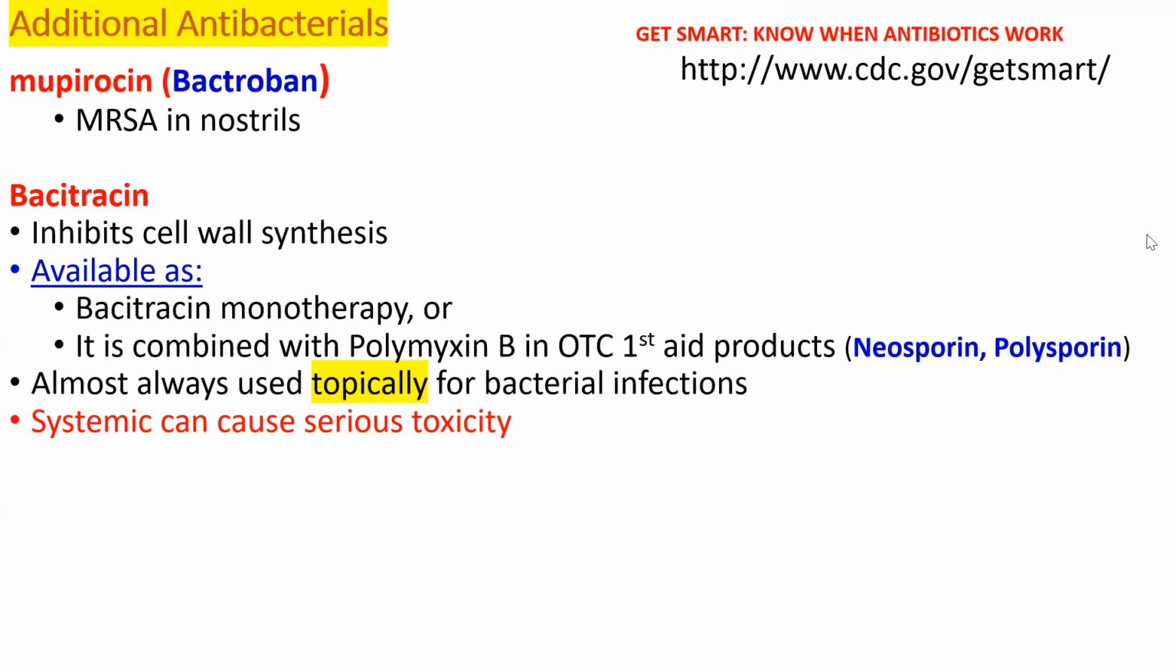Bacitracin inhibits cell wall synthesis. It is available as monotherapy, bacitracin only, or sometimes combined with other medications like polymyxin B. It's an over-the-counter first aid product on the OTC shelves, publicly used, because Neosporin has bacitracin combined in it. It comes in small packets of ointment, and that's very effective as a first aid ointment.